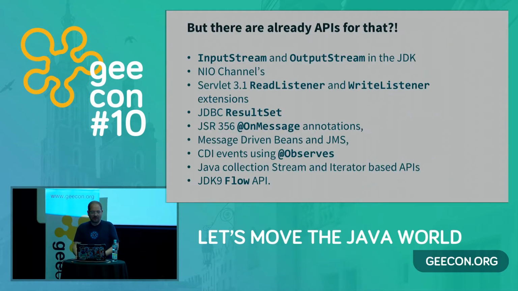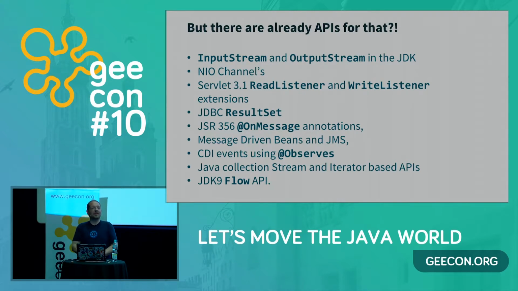So far, so good. So there are some kind of approaches in Java EE. Don't get me wrong. Not even in Java EE, also in the JDK, actually. So we all know input stream and output stream. Simple question. Can I pipe an input stream into an output stream?